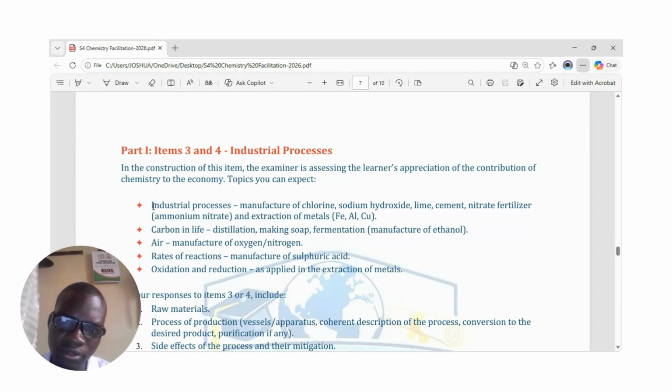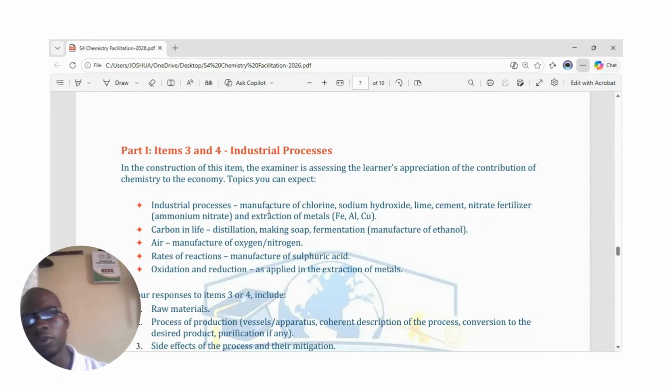For you here, I tried to organize the industrial processes: we have manufacture of chlorine, sodium hydroxide, lime, cement, nitrate fertilizer, ammonium nitrate, then extraction of metals, that is iron, aluminium, copper, and so on. Then carbon in life, where we have distillation, making soap, fermentation, that is manufacture of ethanol. Then air, we have the manufacture of oxygen and nitrogen. Then rates of reactions, where we have the manufacture of sulfuric acid. Then oxidation and reduction, applied in extraction of metals. Majorly those are the topics which are set in this area.